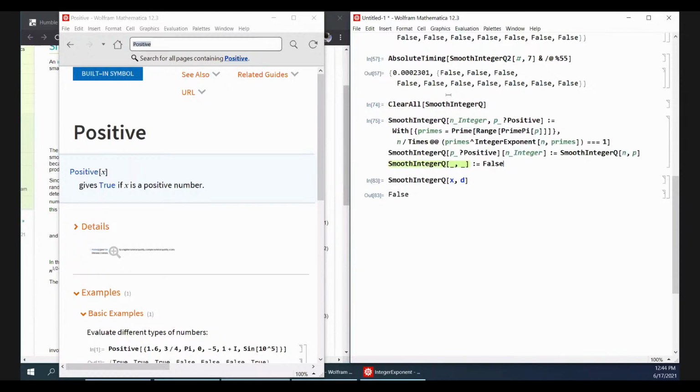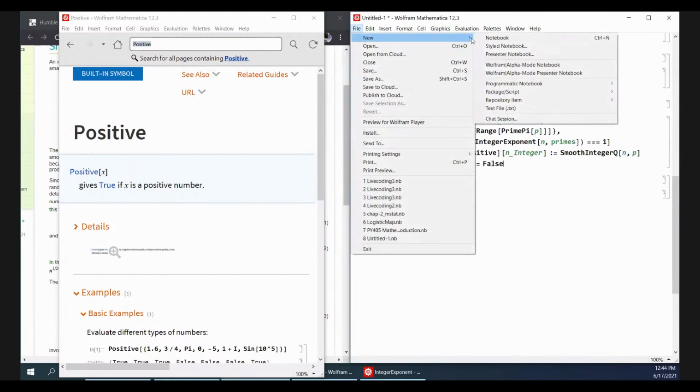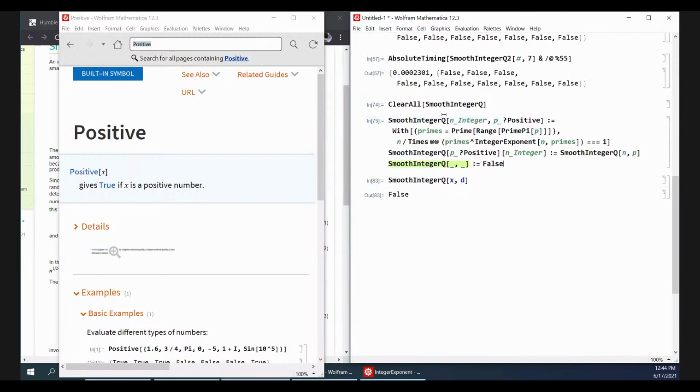I can't think of any. So let's try to start making a Wolfram Function Repository item. We've got a new repository item, and there's one for function repository item, which is what we're going to be making today.